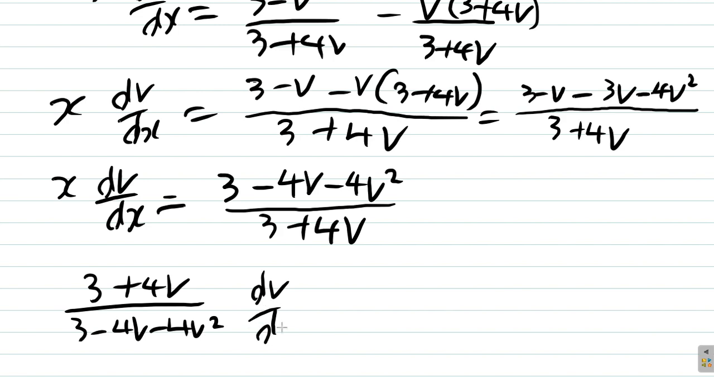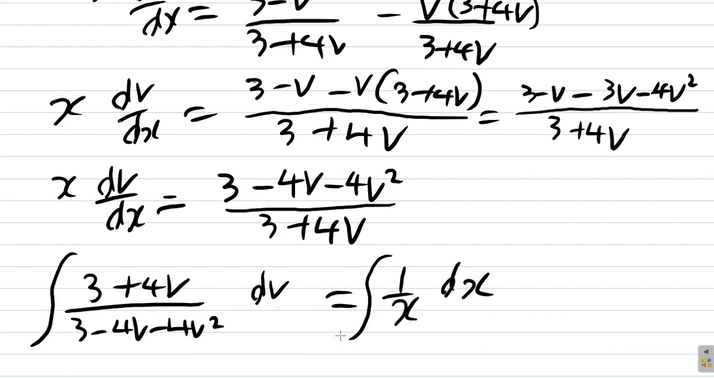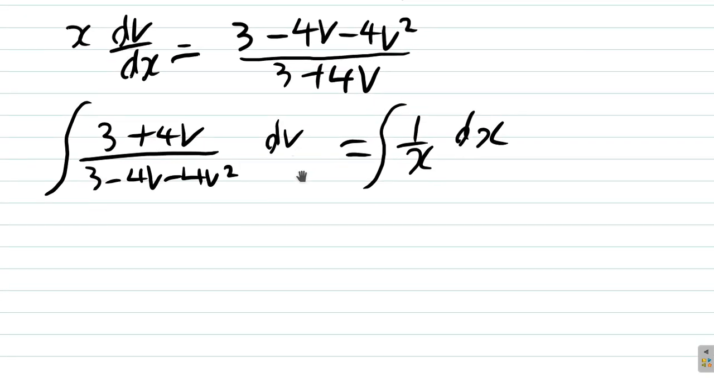dv by dx equals, we divide by x. Let's multiply now by dx. We have dx. Alright, good. And then we integrate them. Now, here, what do we have up here?